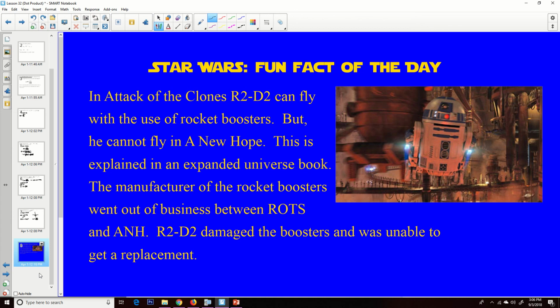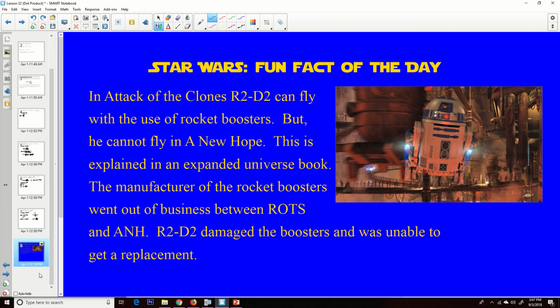So, the Star Wars fun fact of the day: in Attack of the Clones, R2-D2 can fly with the use of rocket boosters, but he can't fly in A New Hope, which is actually supposed to come afterwards. Even though that movie was made earlier, they explained it in an expanded universe book: the manufacturer of those rocket boosters that you see in the picture goes out of business. So sometime between Revenge of the Sith and A New Hope, R2-D2 damaged the boosters and was unable to get a replacement. Kind of a weak explanation. But what else are you going to do?